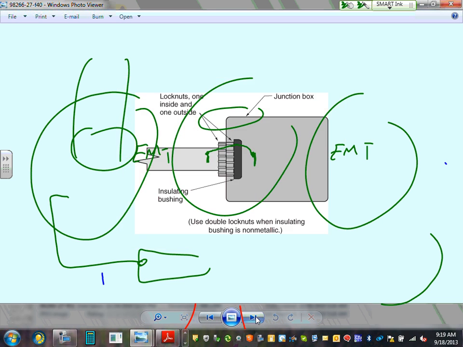Here's how they do them. You put your insulation bushing right in here, so as you pull your conductors, you don't damage them, and you still have bonding. Here are your lock nuts. You have 2 lock nuts, one in, one out. These will bond the conduit to the box. Now you need to protect the conductors as you pull them through.